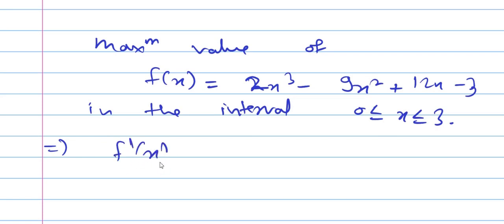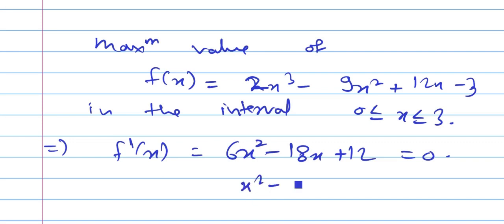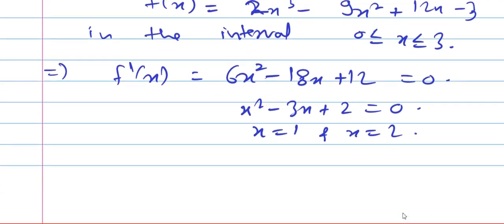So f dash x is 6x square minus 18x plus 12. Equate it with 0. So that will be x square minus 3x plus 2 equal to 0. That means x equal to 1, x equal to 2. So these two are the stationary points. Now calculate the second derivative. So find its derivative: 12x minus 18.